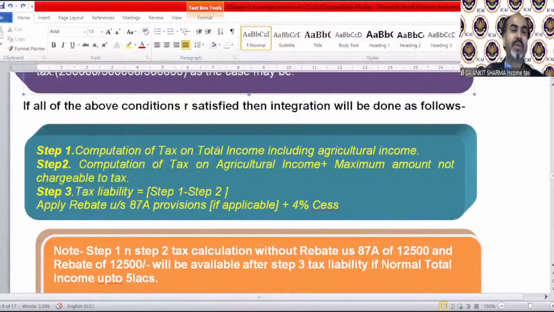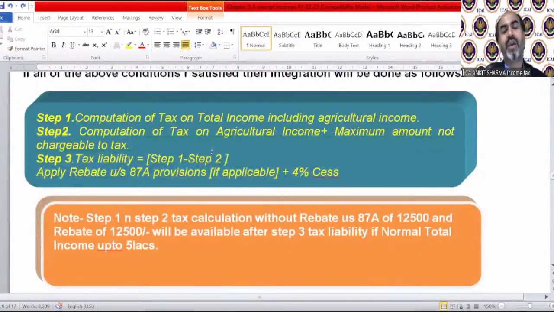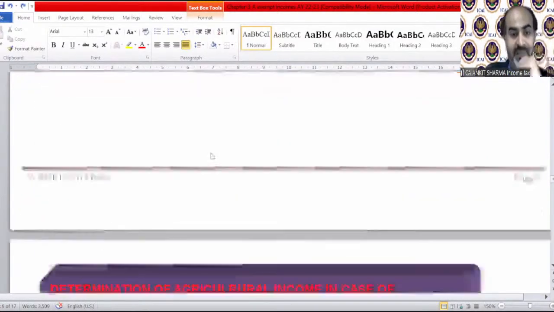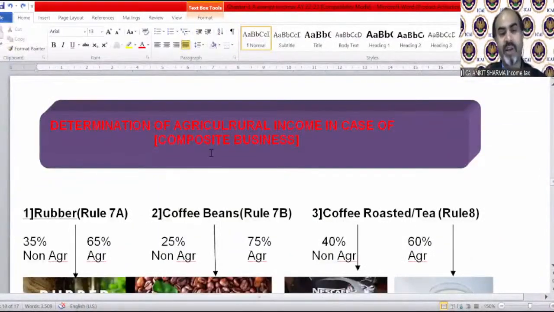So these are the steps: Step 1, computation of tax on total income, including agricultural income. Step 2, computation of tax on agricultural income plus maximum amount not chargeable to tax. Step 3, your tax liability is 1 minus 2. Rebate under section 87A, if applicable, plus 4% cess. Step 1 and step 2 tax are calculated without rebate under section 87A of 12,500, and the rebate of 12,500 will be available after step 3 tax liability if your normal taxable income is up to rupees 5 lakh. So that was the integration provision.